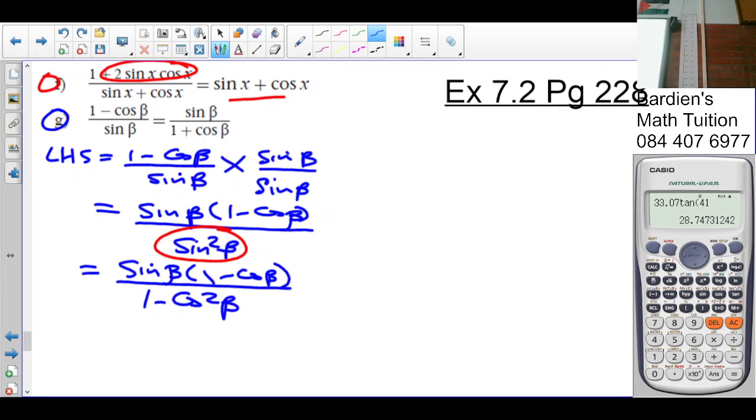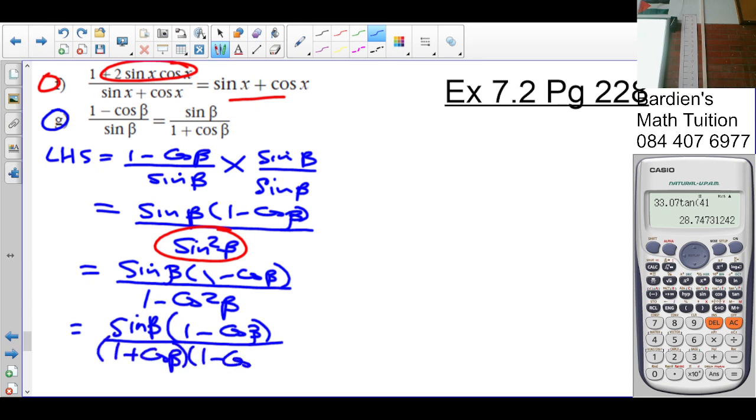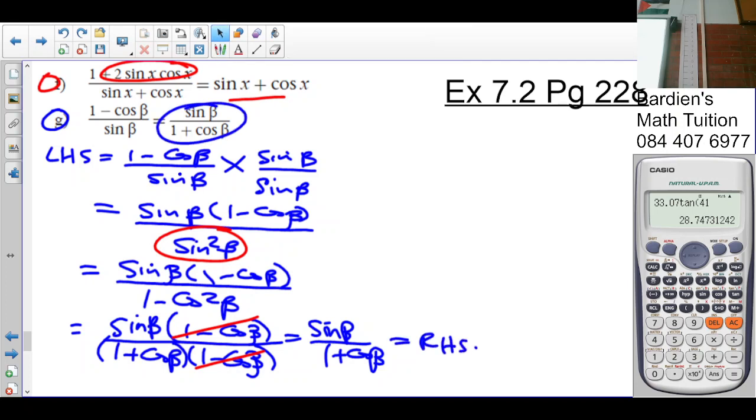Looking at the denominator, difference. Can you see the difference of two squares that can be applied? So that's simply going to be sine b into 1 minus cos b over 1 plus cos b into 1 minus cos b. Not so? Now what? What can cancel? 1 minus cos b cancels 1 minus cos b. So what are we left with? Sine b over 1 plus cos b, which is the same as the right hand side. Easy does it, no? There is no problem.